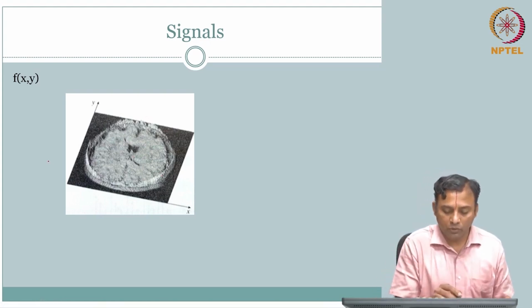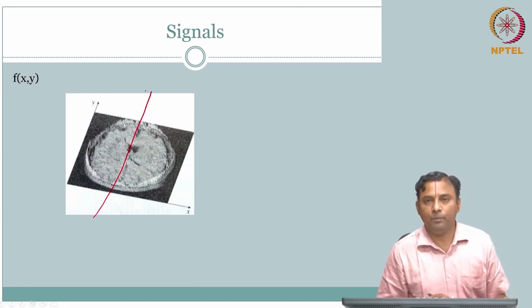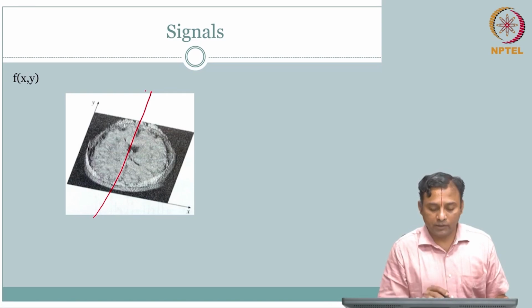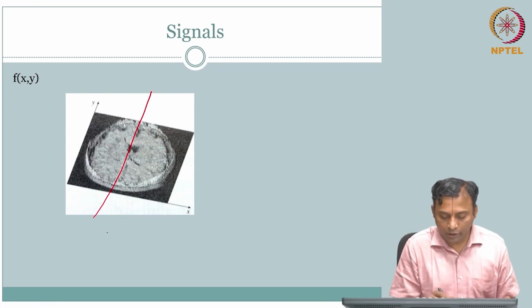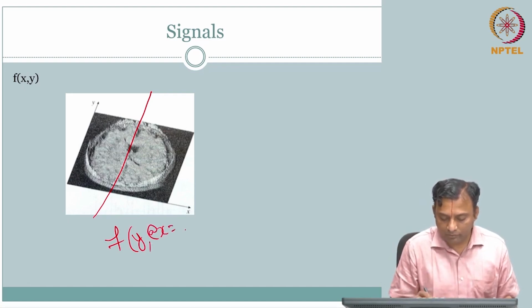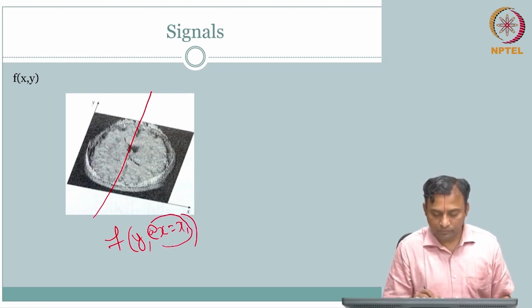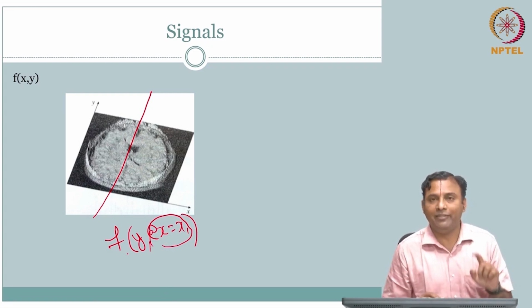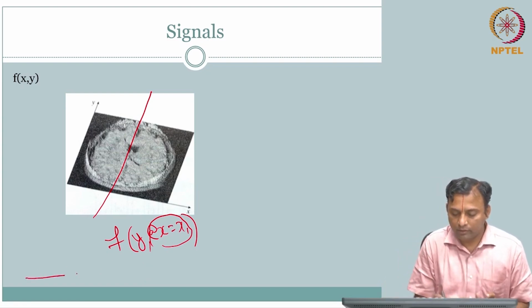So if you were to take some cut here, for example, this cut is going to be a 1D signal, right? It is going to be f of y, comma, at x equal to some value x1. So x is not varying, and this is going to be a 1D variable. So if I take that, then I know how to plot it, right? This will be my y.